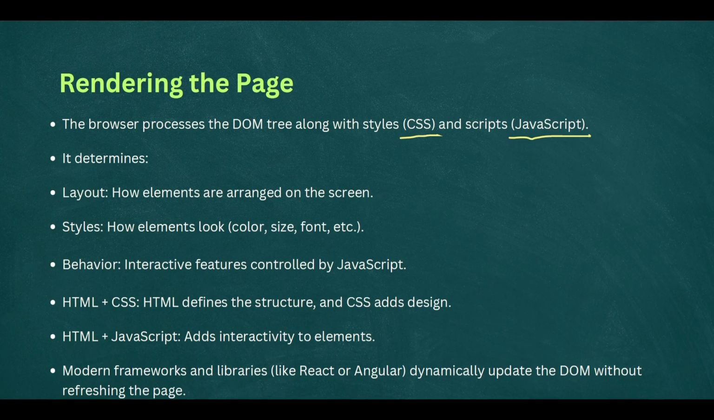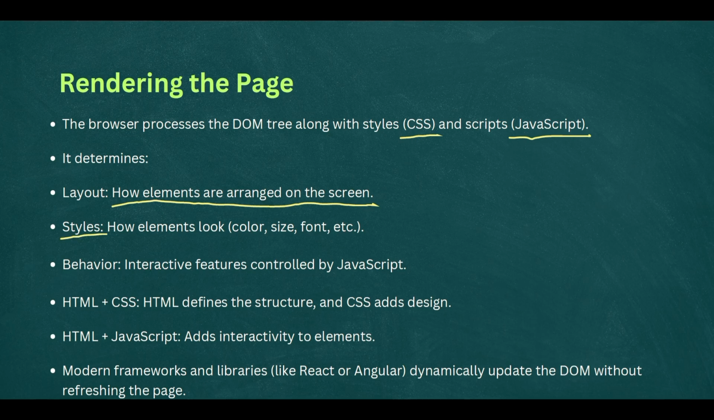So this interactivity is to be done using JavaScript. What happens is it first determines the layout, how the elements are arranged on the screen. I already told you it renders from top to bottom. For example, if you have some header tags, it will render that, some paragraphs, some tables, some images. Accordingly, from top to bottom, it arranges those elements on the screen.